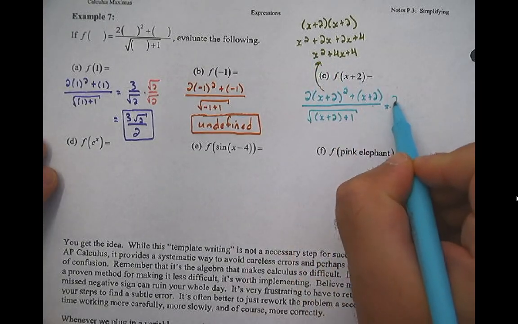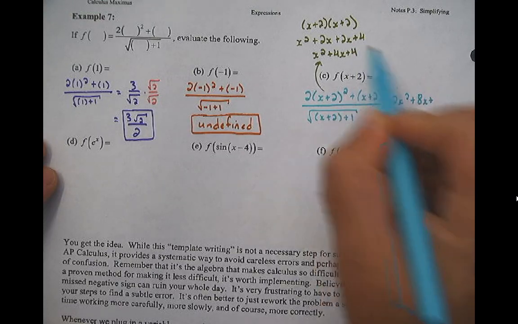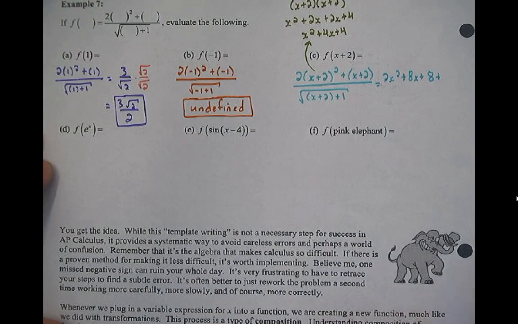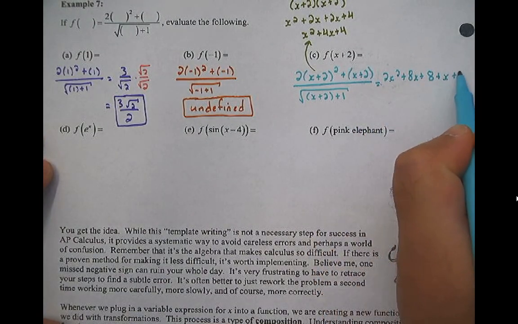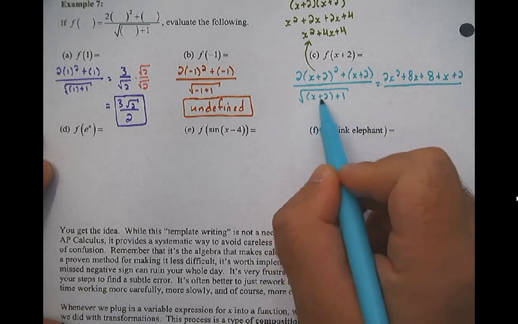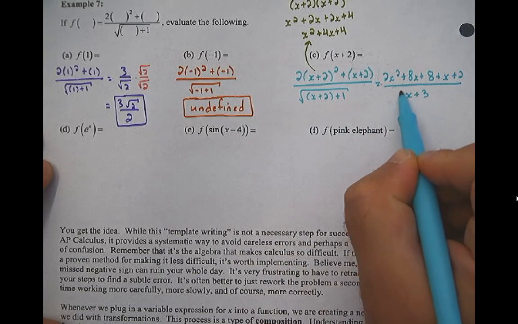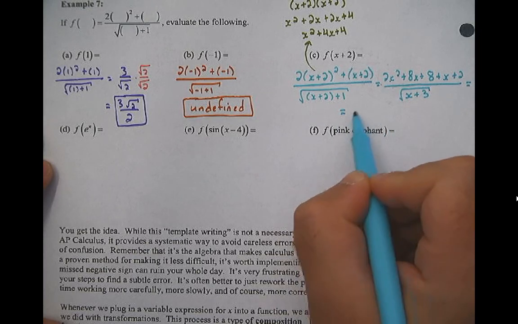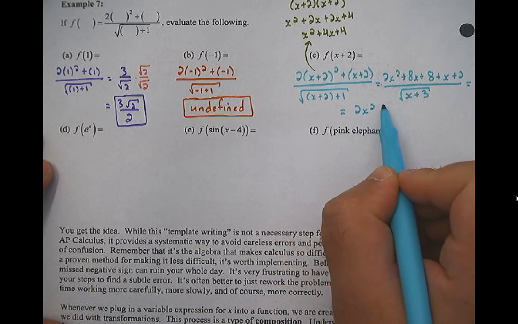So now I'm going to have 2x squared plus 8x plus 8 plus, and now I don't need these parentheses anymore because there's just a 1 in front of them. So when I distribute, I'd get a 1. And then I can clean this up as well. x plus 2 plus 1 is x plus 3, but it's still under a root. We can clean up a little bit more. 2x squared, 8x and another x is 9x.